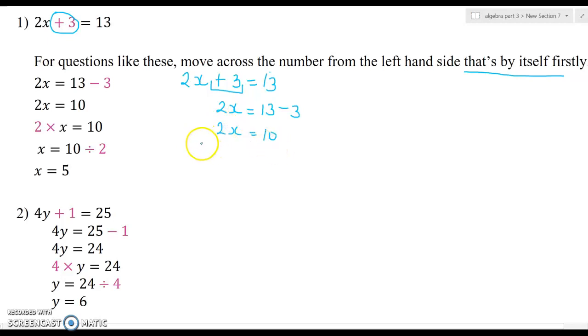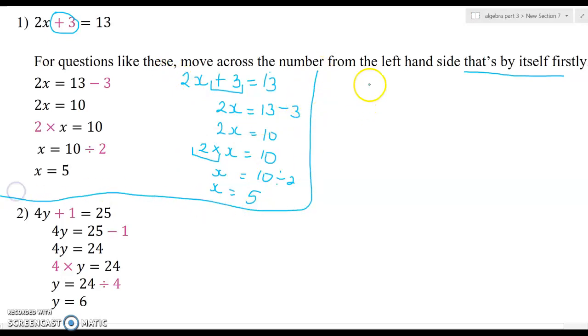Now from here, we know what to do. 2x is the same as 2 multiplied by x equals 10. And then x will be equal to, put back 10. Opposite of multiplying by 2 is dividing by 2. So x is equal to 5. Right? So that was the first one here. Let's look at number 2, which is very similar.